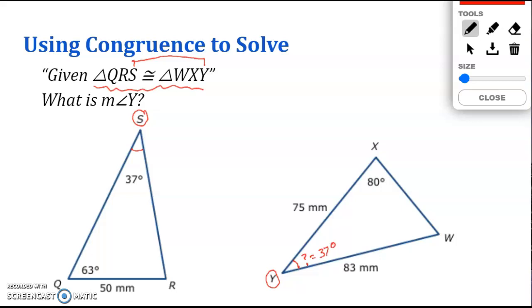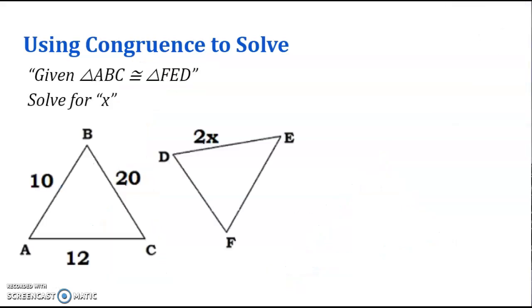Do not go by the looks of the triangle because the looks can be deceiving, okay? We are not always going to be drawing an accurate diagram. When you have the measurements, that is concrete, so that trumps what the triangle looks like. Now the second one says, given triangle ABC is congruent to triangle FED, solve for x.